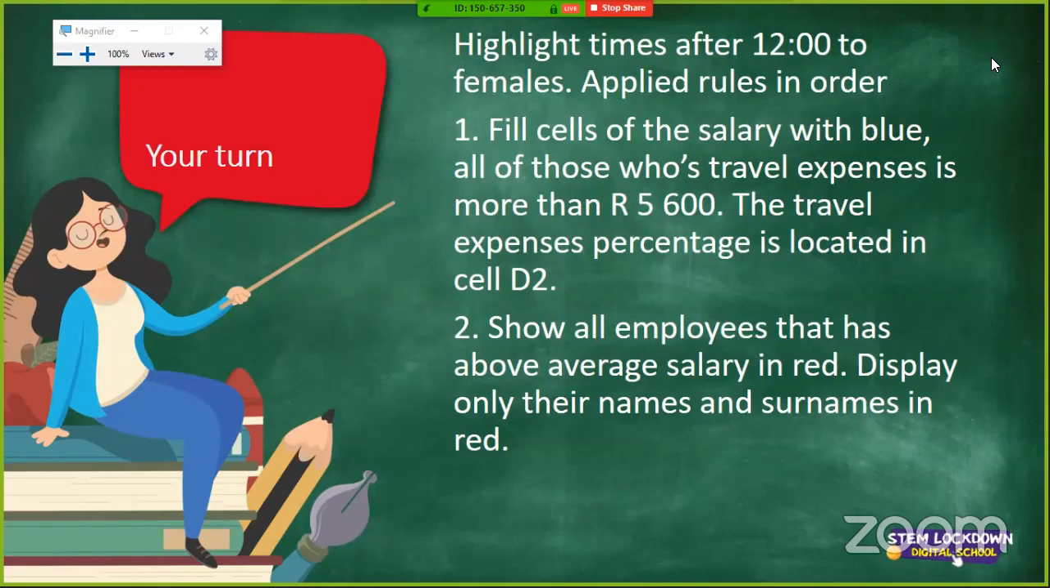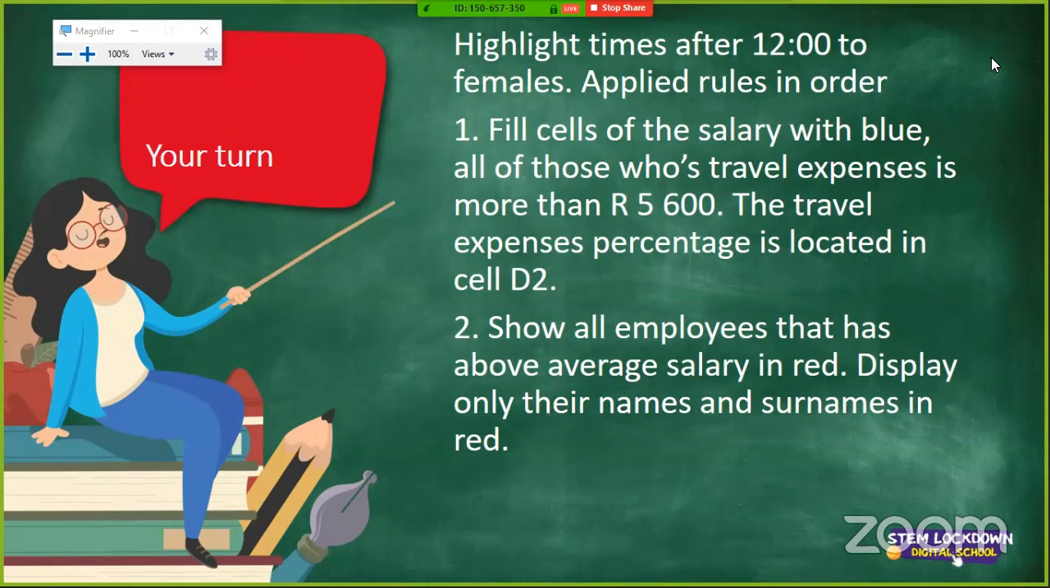All right. Show all the employees that have an above average salary in red. Display only their names and surnames in red. Okay, so brain bomb here. This is worse than a Zoom bombing. Now I've completely bombed your brains.